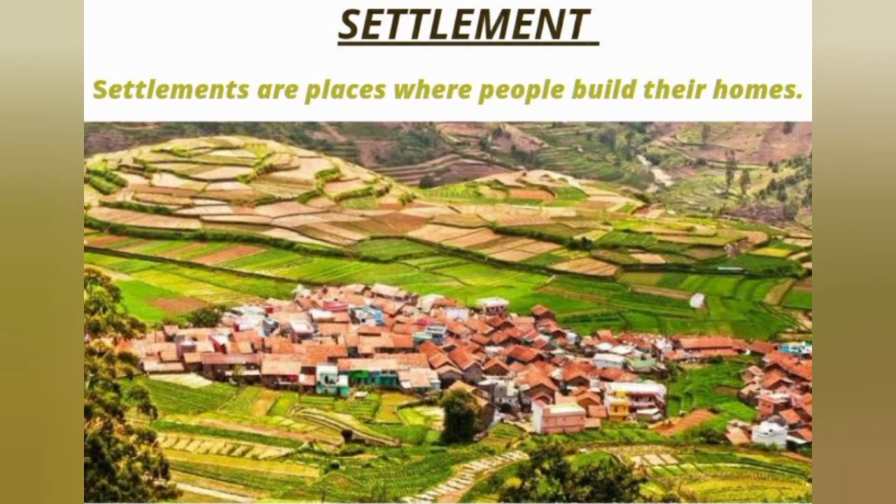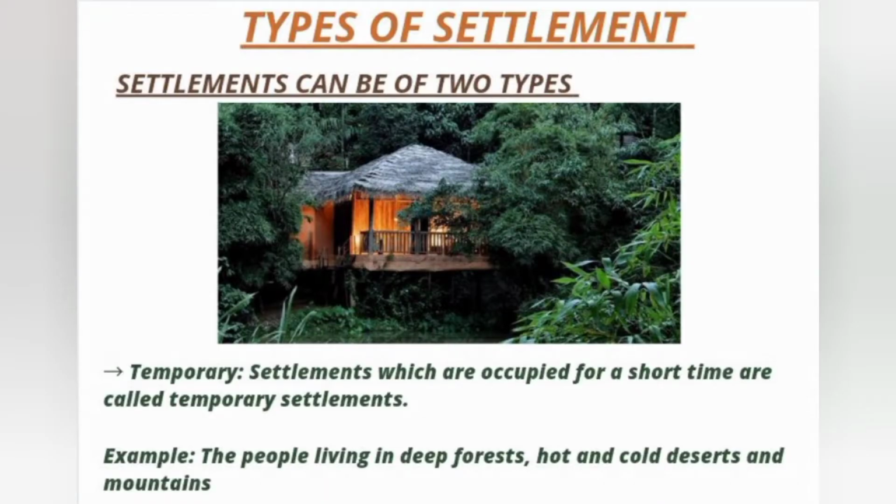So, settlement. Settlements are places where people build their homes. And settlements can be of two types: temporary settlements, which are occupied for a short time, are called temporary settlements. And the examples are the people living in deep forest, hot and cold deserts, and mountains.